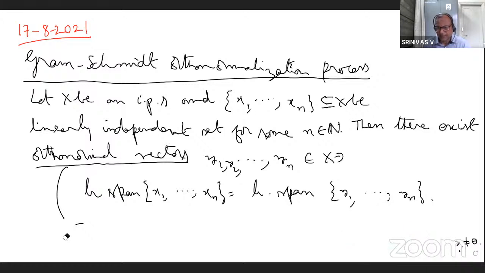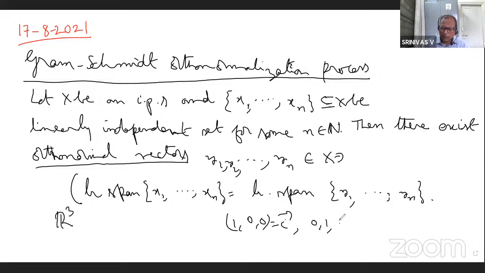See, as I was saying, in R3 the standard vectors are (1, 0, 0), which is i bar, (0, 1, 0), which is the endpoint of j bar, and (0, 0, 1), which is the endpoint of k bar. i bar, j bar, k bar form an orthonormal set of vectors. i bar dot j bar equals 0, j bar dot k bar is 0, i bar dot k bar is 0, and these are unit vectors.